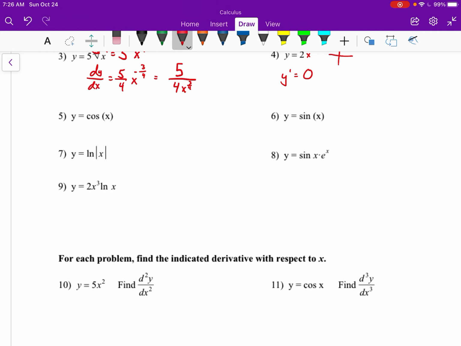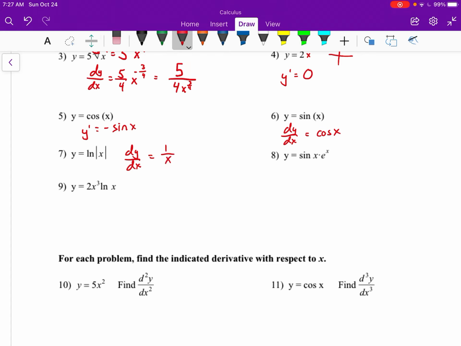Number 5, we just need to know that the derivative of cosine x is negative sine x. The derivative of sine x for number 6 is cosine of x. For number 7, we have the y equals the natural log of x, so dy dx we learned is 1 over x.